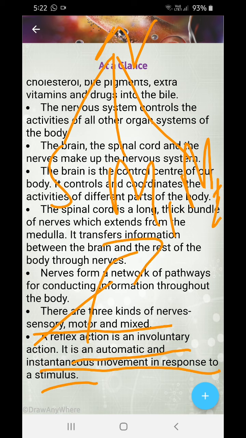Now the reflex action is carried out by the spinal cord. Why? Because if you keep the hand there for a second or two, then you will face a problem. That's why the spinal cord acts as a brain at that time. Okay.